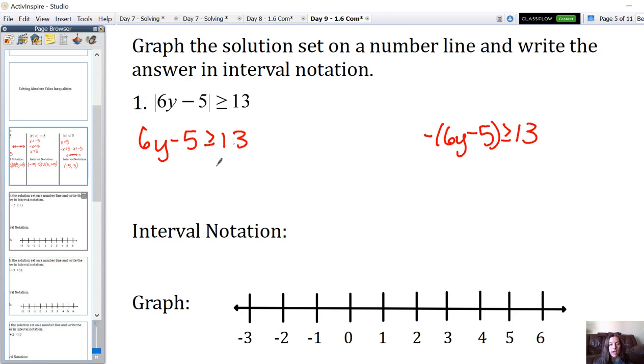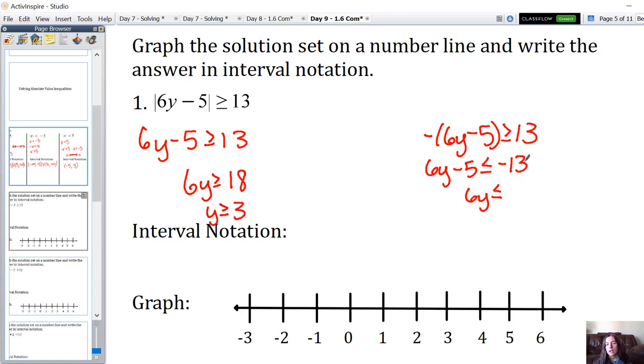From case number 1, I'm going to add 5 to both sides. So 6y is greater than or equal to 18. Then we'll divide by 6, so y is greater than or equal to 3. From case 2, I'm going to divide by this negative in front, which will switch my sign. So now we have 6y minus 5 is less than or equal to -13. Add 5 to both sides. 6y is less than or equal to, and -13 plus 5 is -8. Then we can divide by 6, so then y is less than or equal to -8 over 6, which reduces to -4 over 3.